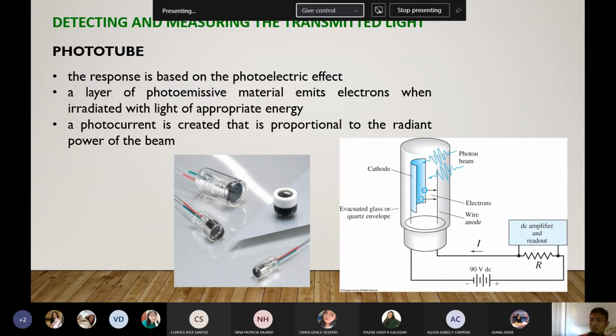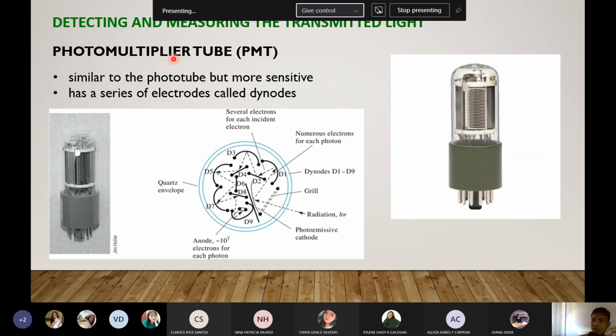And so by the way, the current that we produce here is specifically called the photocurrent. That is the current induced by the photoelectric effect, so we have to be specific. The photomultiplier tube has the same concept.